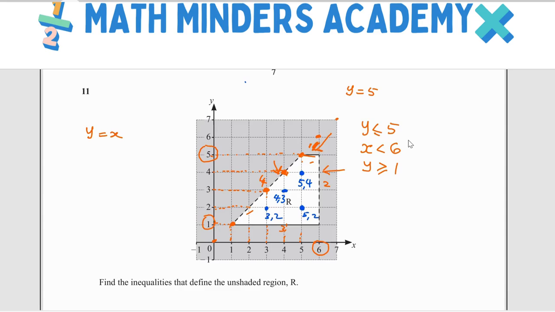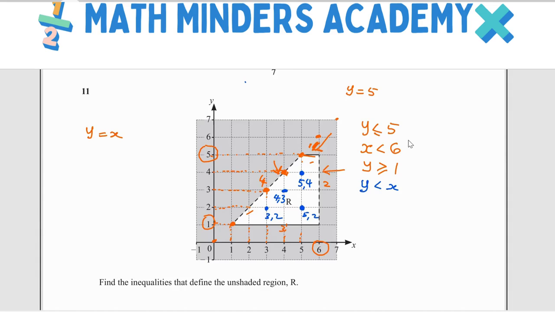So at all times, the value of Y is less than the value of S. Look at it. 3, 2, so Y is less than S. 4, 3. Y is 3, S is 4, so Y is less than S. 5, 2. Y is 2, S is 5, so Y is less than S. 5, 4. Y is 4, S is 5, so Y is less than S. So at all times, we use this inequality to represent the region bounded by that line. That is the line Y is less than S.